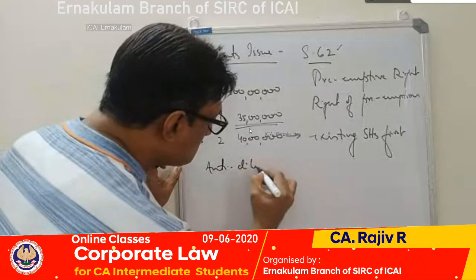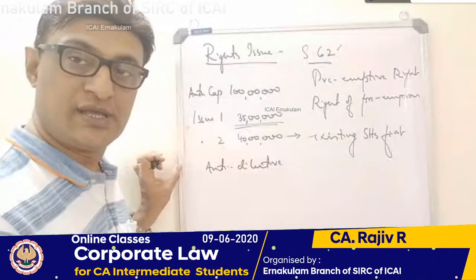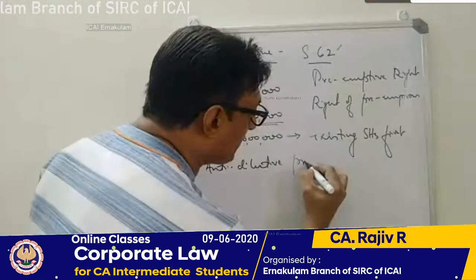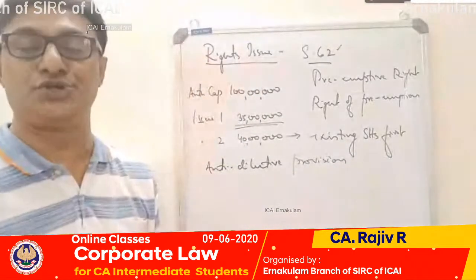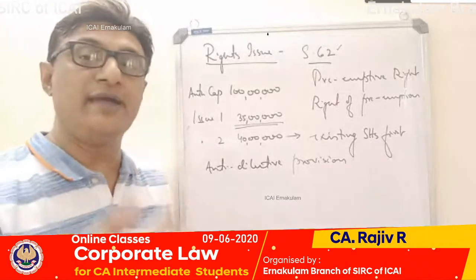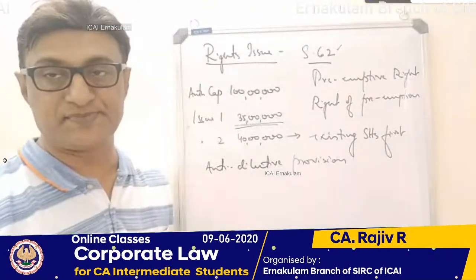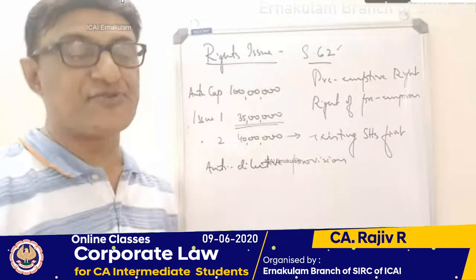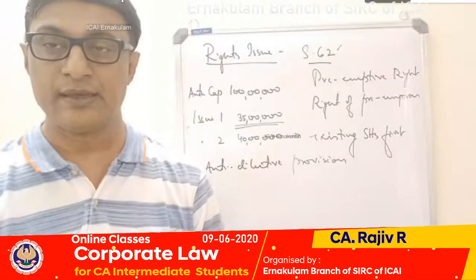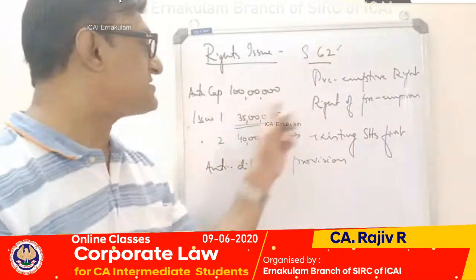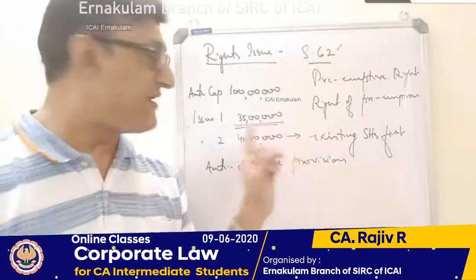In other words, this provision of the Companies Act, given by section 62, is an anti-dilutive provision. That is, it is a provision which prevents dilution of voting rights of shareholders by the company or the board of directors. See, I'm just reconciling two different objectives through this provision. A company has already released 35 lakhs of share capital. Today it is releasing 40 lakhs of share capital.